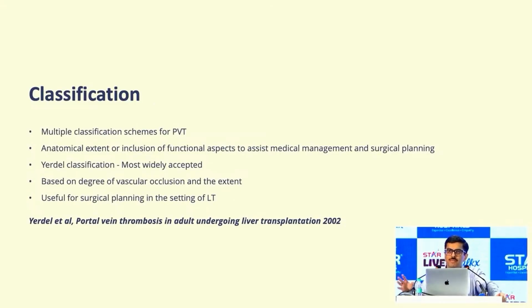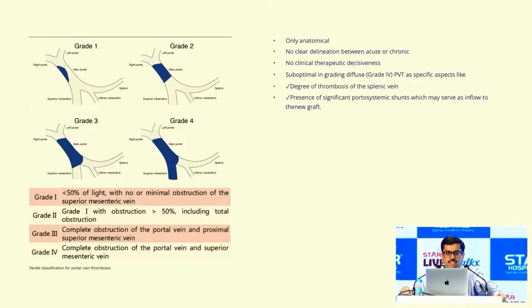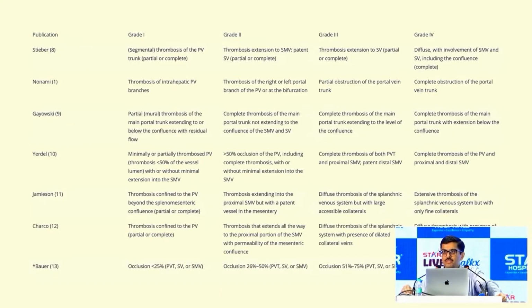Now, portal vein thrombus has been classified depending on the extent of the thrombus in the vein and how many collaterals, and the quality of collaterals around. The most common classification used is the Yerdel classification, which looks at the extent and how much blockage. If it is involving the portal vein with less than 50% obstruction, it is grade 1; grade 2 is more than 50%; then extending into the SMV, complete SMV. But what it does not tell you is the surgical decision making based on this thrombus. Still, it is most commonly used in terms of comparing the outcomes and analyzing what is to be done.